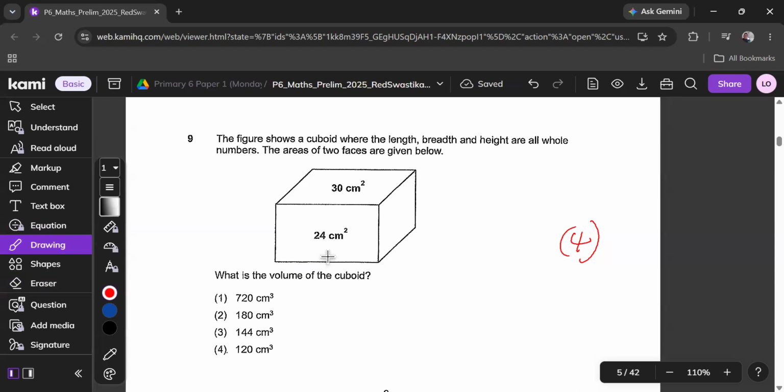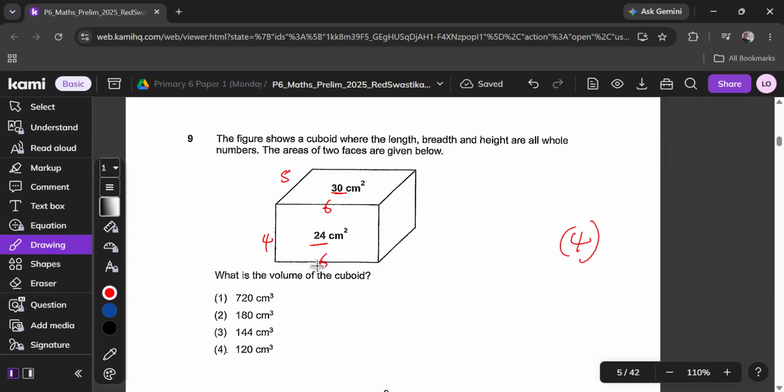So what do you put? You put what times 4 equals 24? You must think of your factors. 6 times 4. And then if this is 6, then what times 5 equals 30? 6 times 5. Okay, so this is your area. How to find area? Length times breadth.